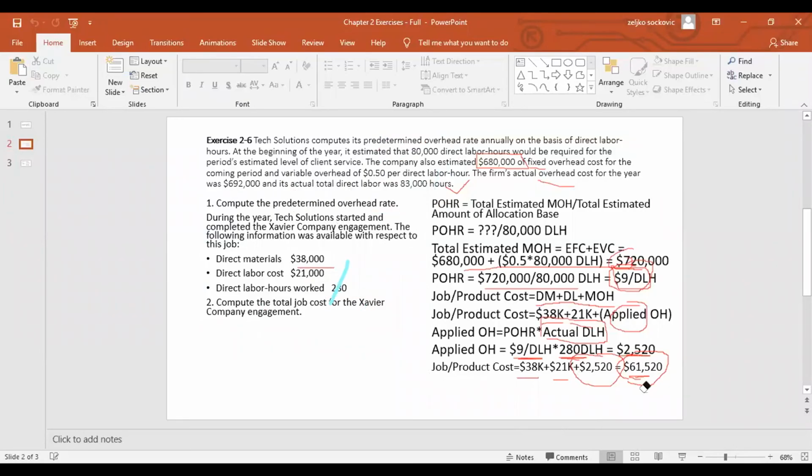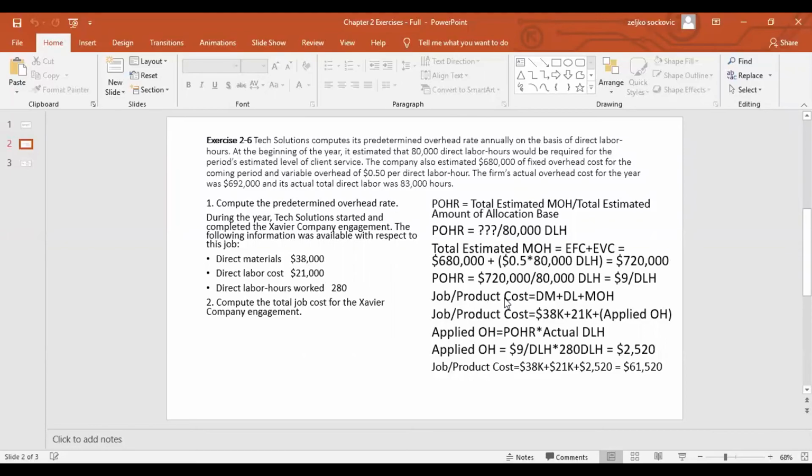Any questions? Professor, I have a question. Yes. So to get the applied overhead, I know it's $2,520. You went over it pretty quickly. How did you get the applied overhead again?